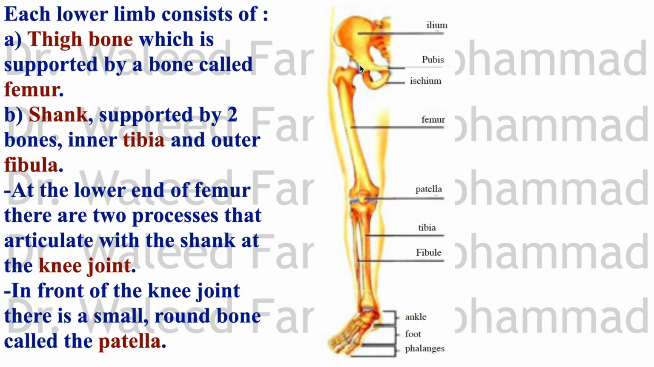We have the hip joint between the upper end of the femur. We have one bone in the thigh, which is the femur. We have the lower end of the femur and the upper end of the tibia that forms the knee joint.